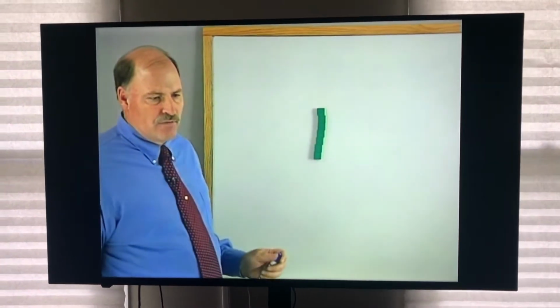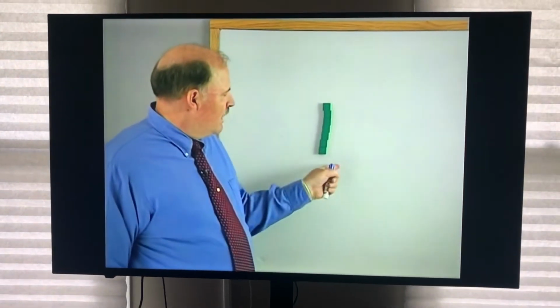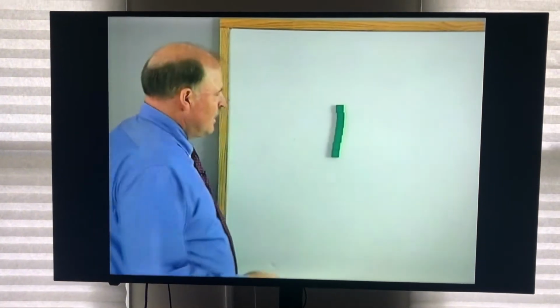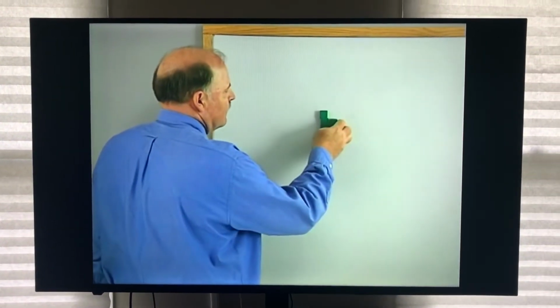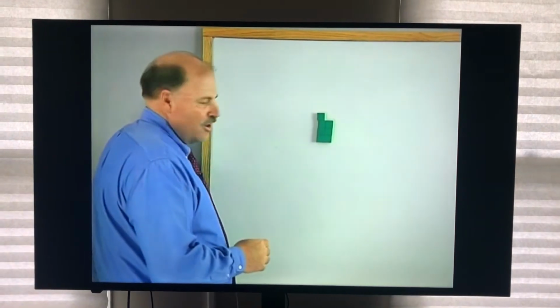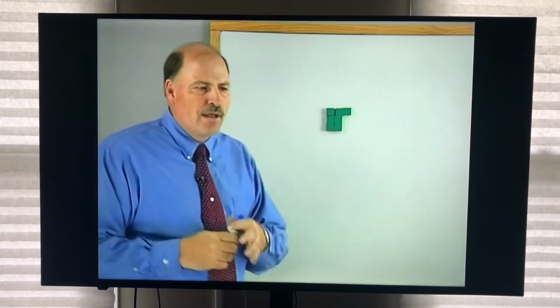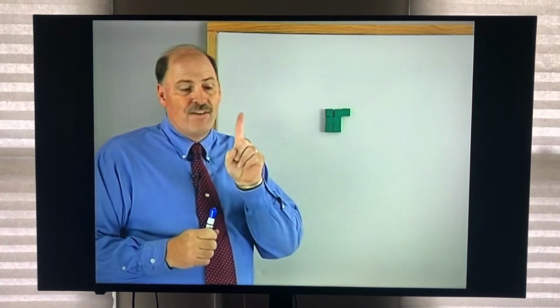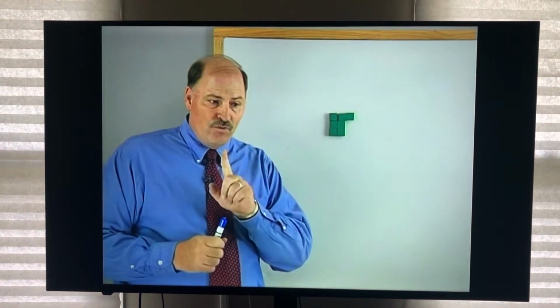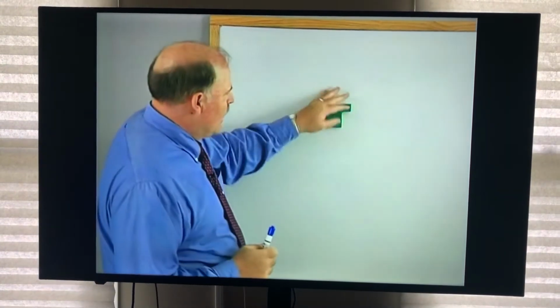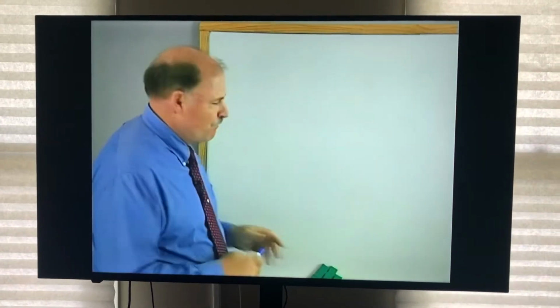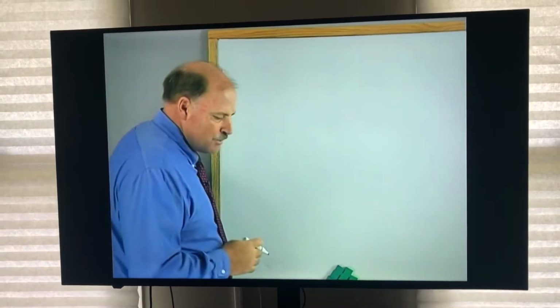What are the factors of that rectangle? 1 and 7, right? Can you make another rectangle out of that 7? No, because it doesn't work. So if you can only make one rectangle, or if the factors are just 1 and itself, you have a prime number. Okay, so 7 is a prime number. Let's think about what numbers are prime.